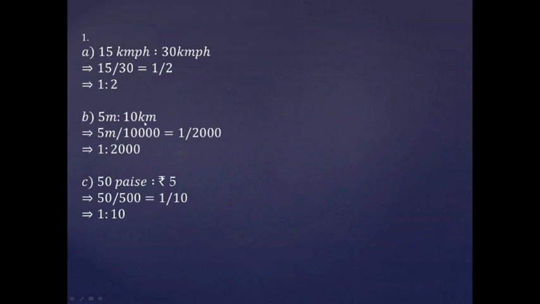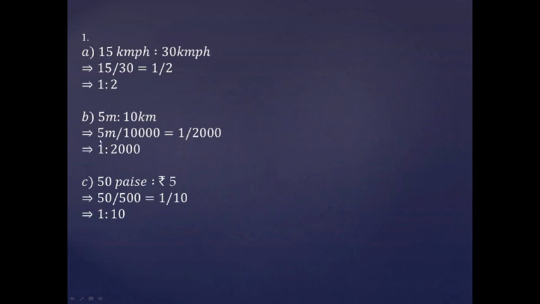5 meter is to 10 kilometer. Here the unit of measurement is different. Meter is a smaller unit and kilometer is a bigger unit. As we have known before, kilo means 1,000. So kilometer means 1,000 meter. So we need to change this 10 kilometer into meter, so you have to multiply it by 1,000.